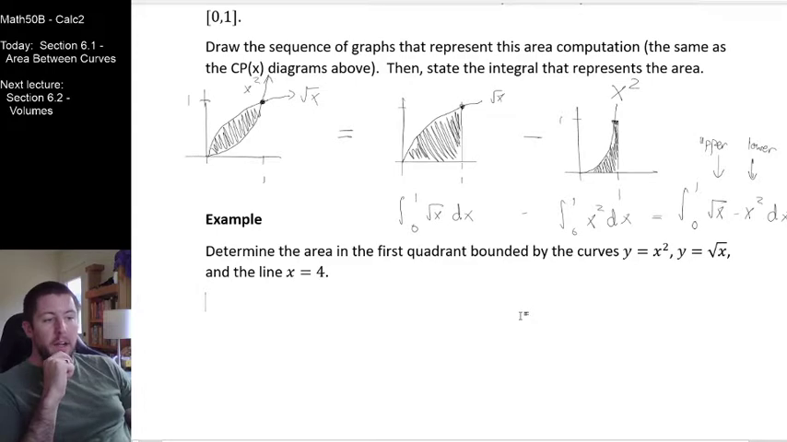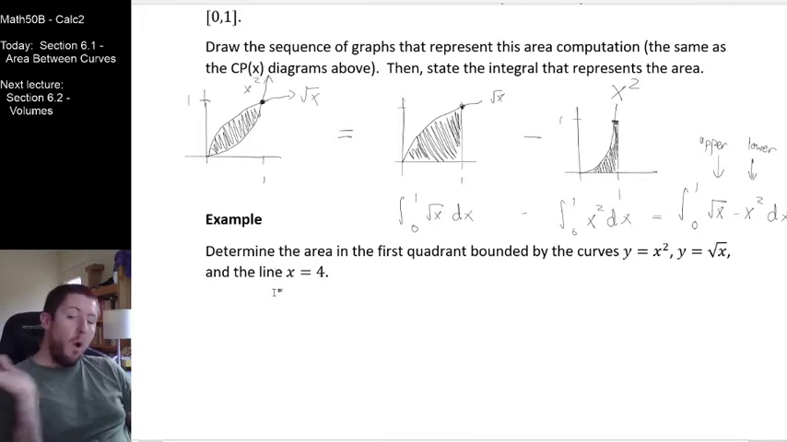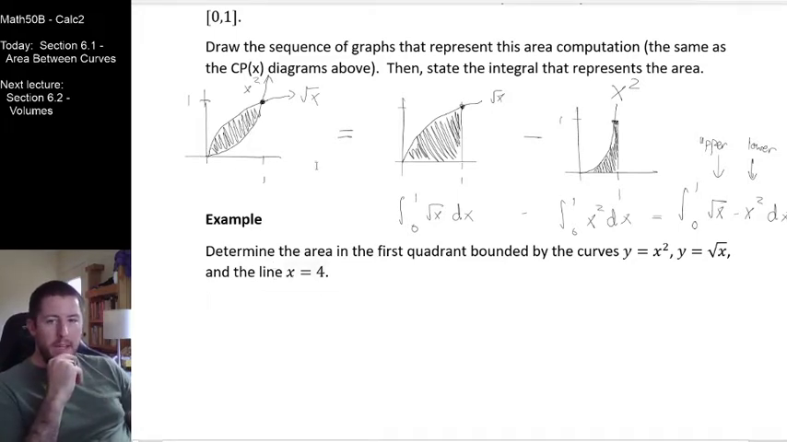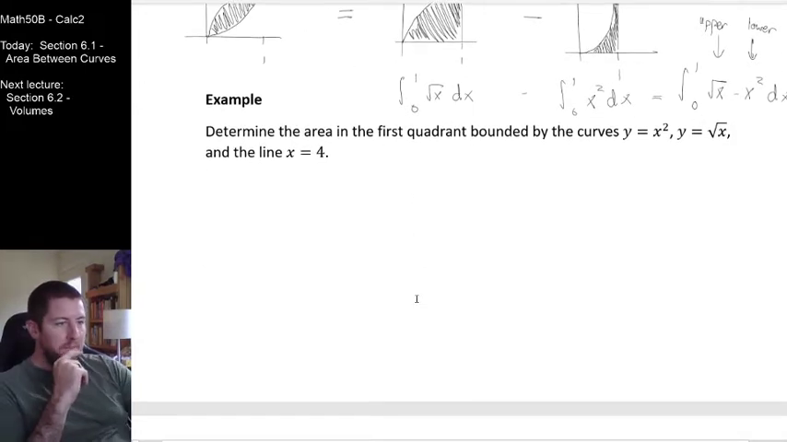I want to determine the area in the first quadrant bounded by the same two curves, but let's extend how far out we're going to go. I want to bound this thing by the line x equals 4 rather than just the region bounded between the two. I'm going to go all the way out to x equals 4 instead of just stopping at x equals 1 as happened above.